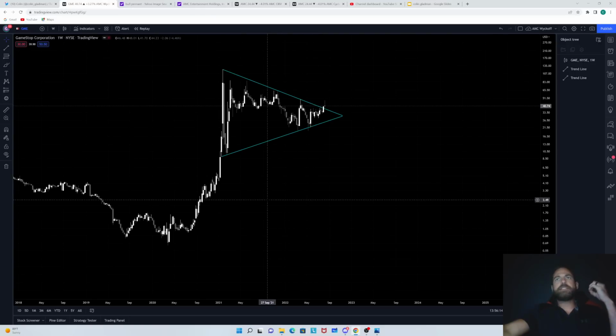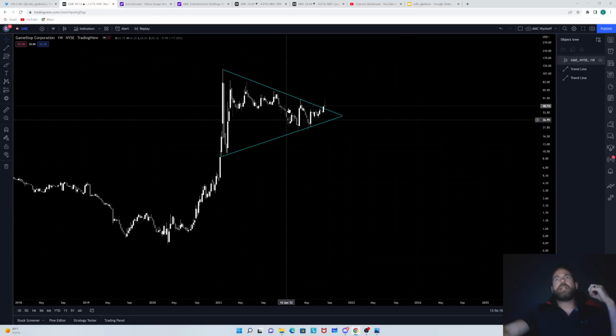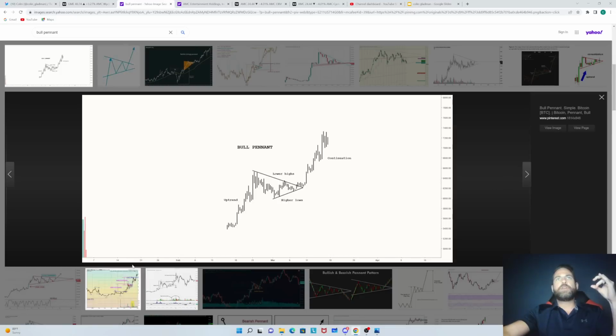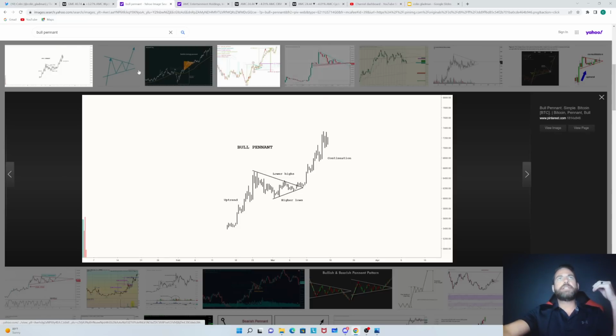And then since then, for basically a year and a half now, it's been consolidating up here in this pennant area. If you do a simple Google search of what a bullish pennant looks like, you'll find tons of examples. I like this one right here, it keeps it simple. You had a massive uptrend, then it formed a pennant where you were consistently making lower highs but also higher lows. Then you have a breakout, you retest it a little bit, and then you have continuation.